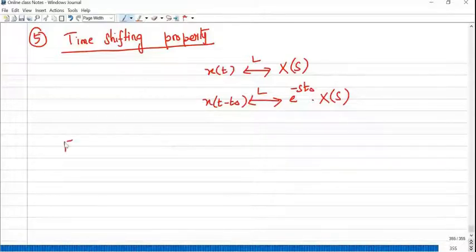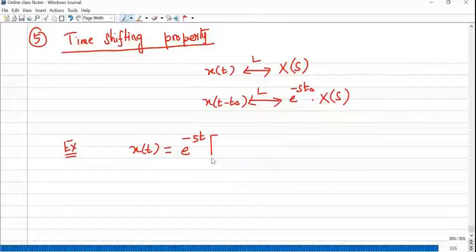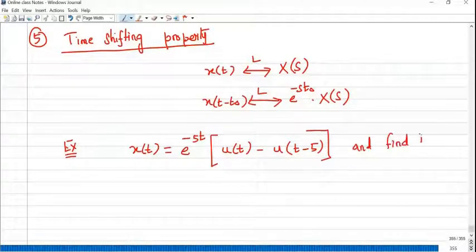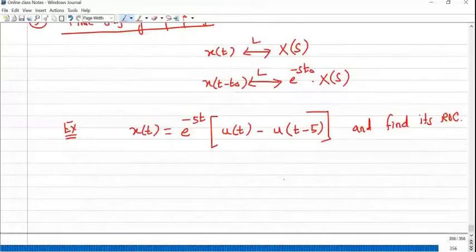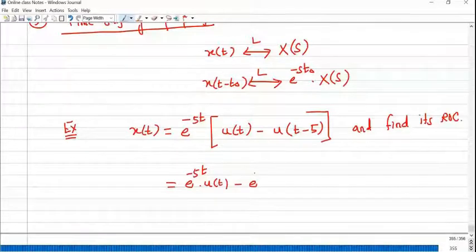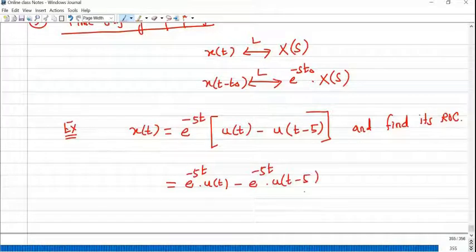So using the time shifting property, one example. Find the Laplace transform of x of t equal to e power minus 5t into u of t minus u of t minus 5, and find its region of convergence. They won't mention using the properties, so we have to think which property we can apply, or whether it is possible to find the Laplace transform without applying a property. That we have to check. So now we are going to use properties only, the time shifting property. E power minus 5t u of t minus e power minus 5t u of t minus 5. First, rewrite your expression.